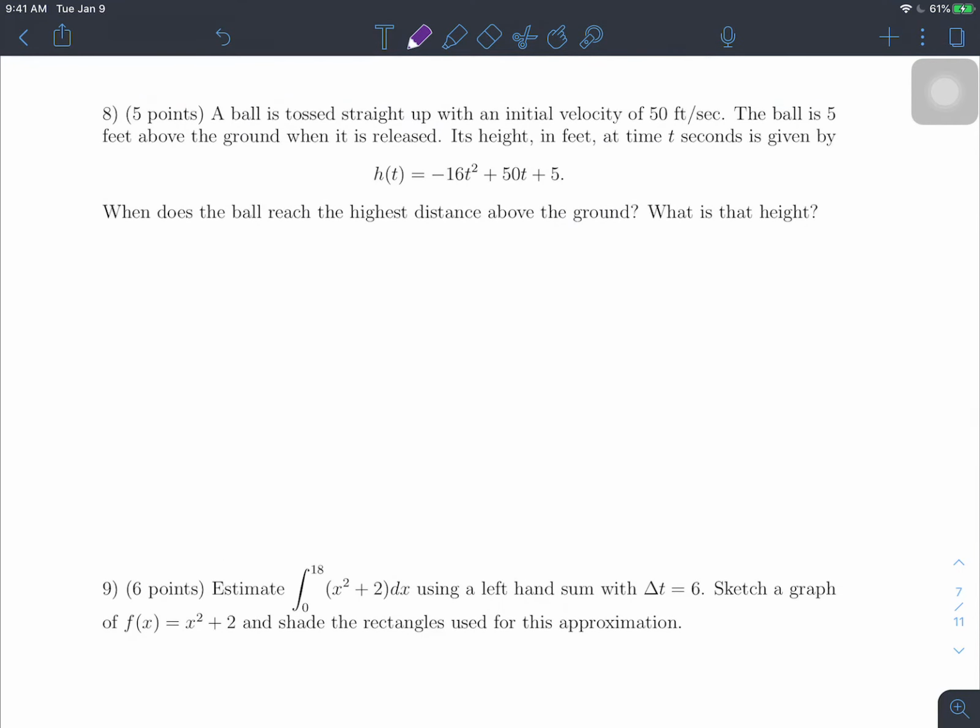Okay, number 8. A ball is tossed straight up with an initial velocity of 50 feet per second. The ball is 5 feet above the ground when it is released. Its height in feet at time t seconds is given by this function h. And we want to know, when does the ball reach the highest distance above the ground?